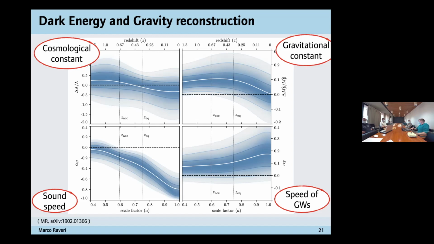What are different shades here? Different shades are confidence levels, 1, 2, 3 sigma. So it seems that this alpha T is not zero at some point, right? At the 2 sigma level or something. Yeah. I mean, we'll see in a second why that happens.